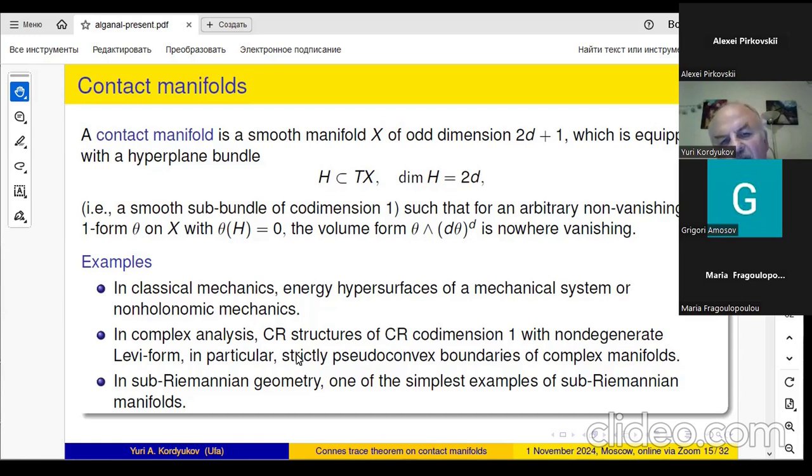And actually, this happens if we consider complex manifolds with strictly pseudo-convex boundary. So the boundary of convex domains are contact manifolds. And it was generalized, so these are so-called Cauchy-Riemann structures of Cauchy-Riemann dimension 1 with non-degenerate Levi form. So non-degeneracy of the Levi form is related to this fact of non-degeneracy of this volume form.